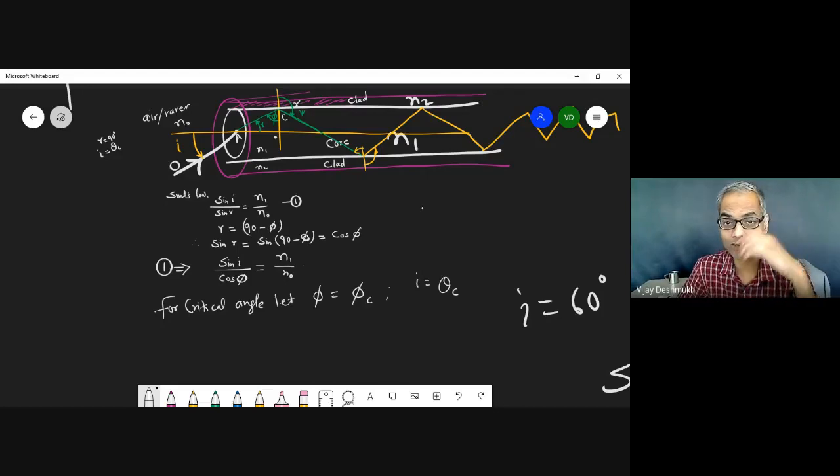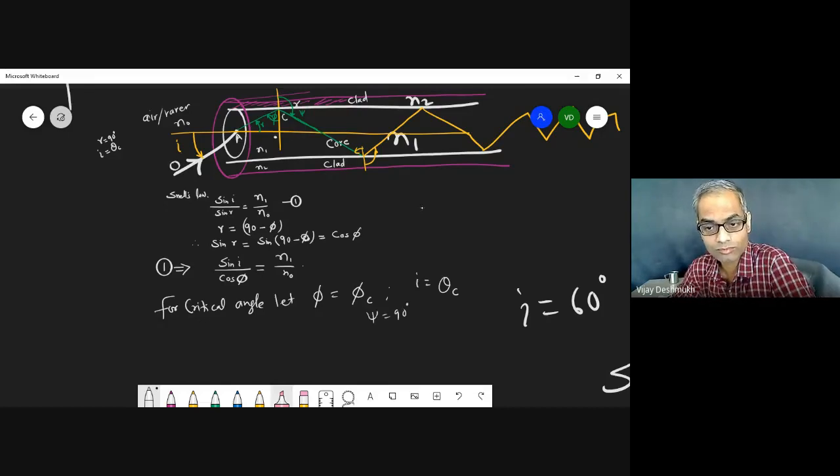Now when phi equal to phi c, the angle of refraction will be 90 degree. That means this psi will be equal to 90 degree. Are you getting this point? ये जो ग्रीन कलर का लाइट ये नीचे जो जा रहा था ना, वो यहाँ पे जाएगा, क्लैड और कोर के बाउंड्री पे चला जाएगा. दैट इज द क्रिटिकल सिचुएशन. इससे ज्यादा होता है देन इट इज टोटल इंटरनल रिफ्लेक्शन. कम होता है देन इट इज लॉस्ट इन द क्लैड. So that we don't want. We want the total internal reflection.